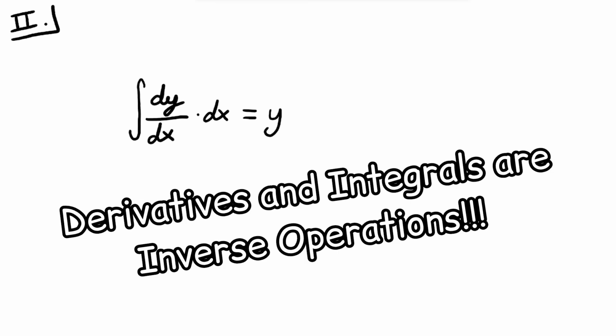Now for part 2 of this theorem, usually called the second fundamental theorem of calculus. This theorem states that if you take the derivative of some function y with respect to x, and then integrate that derivative with respect to x, it will simply equal our original function y. So it's essentially claiming that derivatives and integrals are inverse operations of one another.